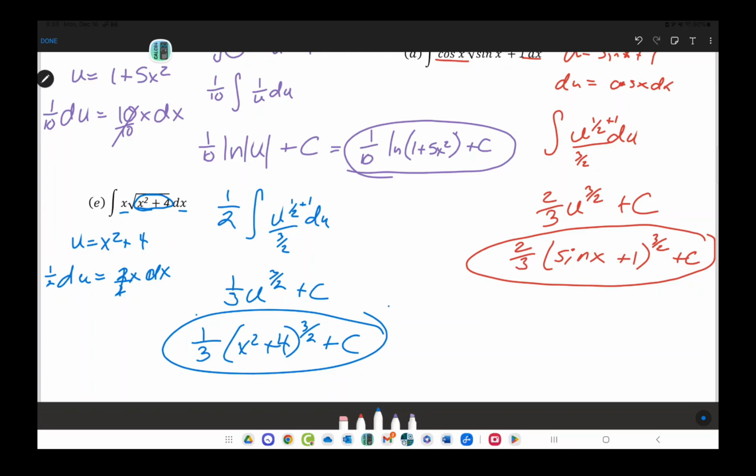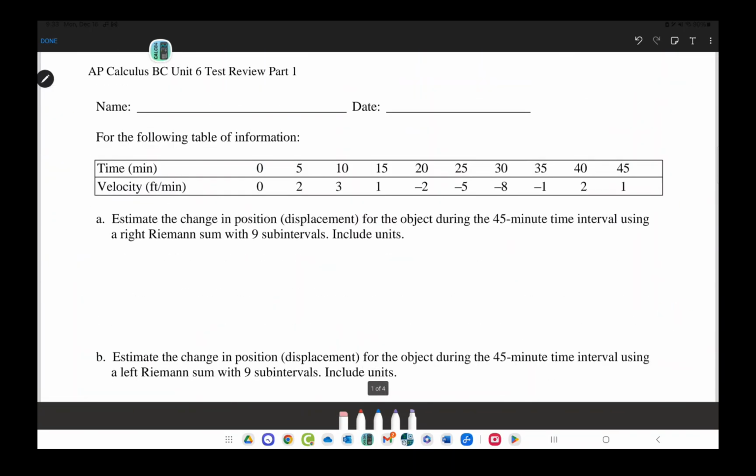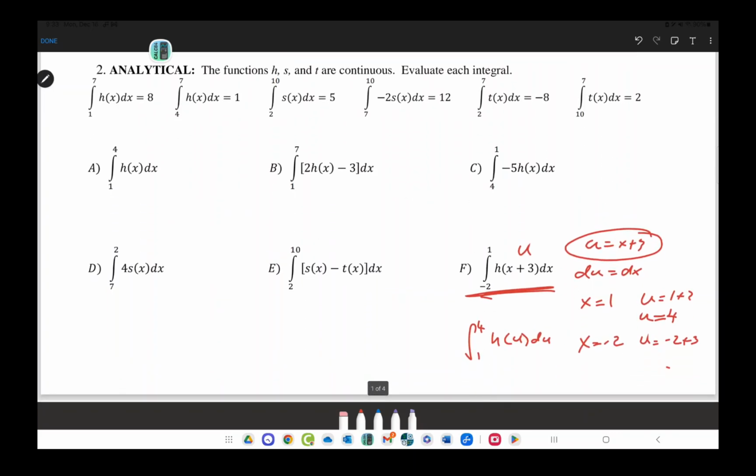Again, it's not going to be in that specific order. The first thing you do is Riemann sums. The question for Riemann sums will pretty much be this, just with different numbers. This question will be a little different. It'll be multiple choice.